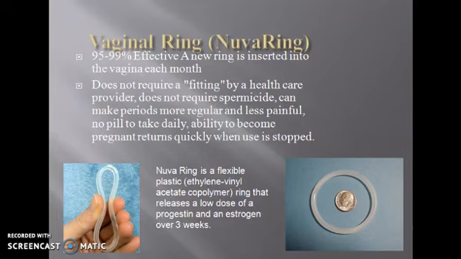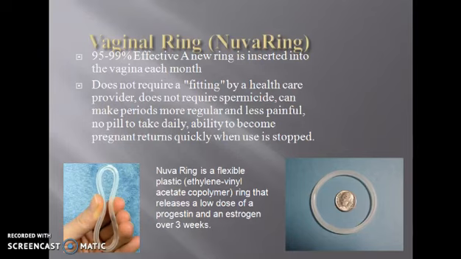It has 95 to 99% effectiveness. This is a new ring that is inserted into the vagina, and you do this every month. And this does not require you calling for a health worker or a doctor to insert it. It doesn't require spermicide. In case of other barrier methods, we say it's better you use it with spermicide, but this one does not require spermicide and can make period more regular. So it can make your menstrual flow more regular and less painful. Then for this, you don't need to take any pills. And when you want to become pregnant, Nuva ring will help you come back to be pregnant immediately.